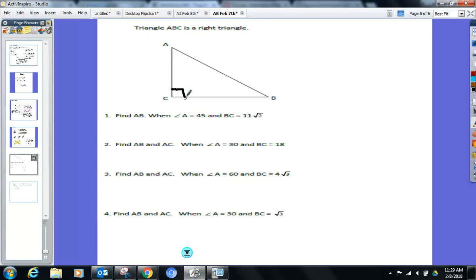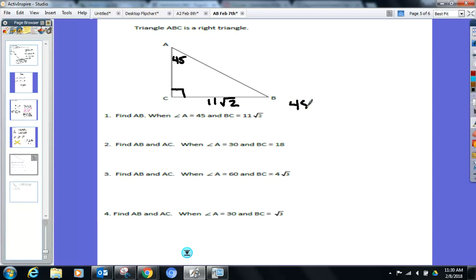It's a right triangle. Angle A is 45 degrees in this first one. So you're thinking about what rules now? What triangle? 45, 45, 90. BC is 11 radical 2. Find AB. All right. No need to panic.